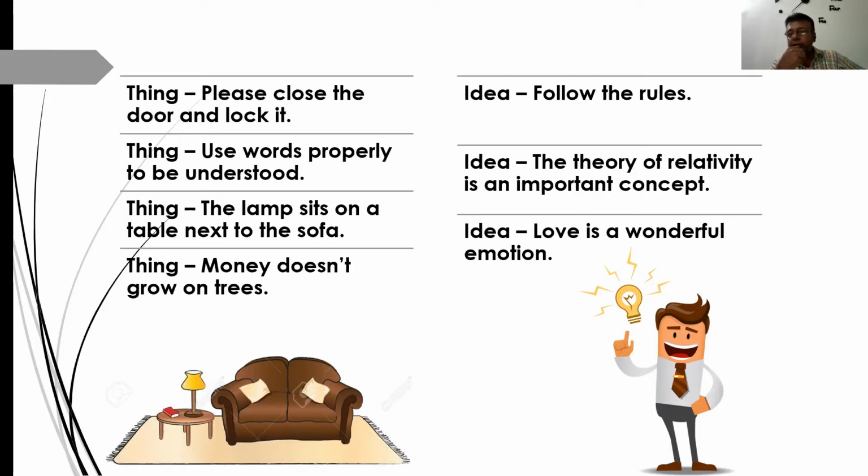So in the last part, ideas. Follow the rules. What? Rules. Rules are ideas. The theory of relativity is an important concept. Relativity, theory and concept. These are the nouns in this sentence. And last one, love is a wonderful emotion. Love and emotion. These are the two nouns in this sentence.